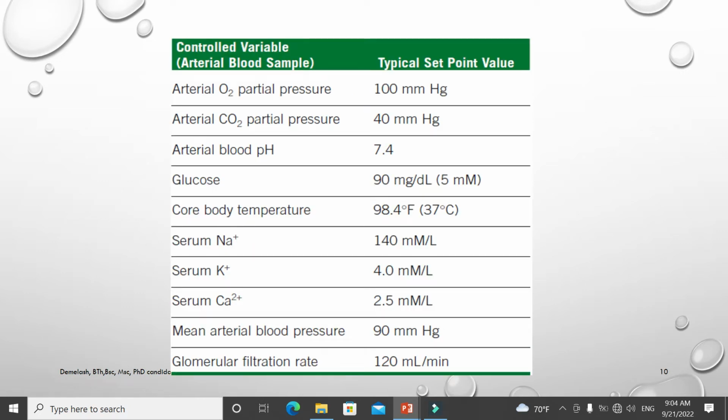Okay, so what are the various parameters in our body? These are the set points taken. They have their own physiological ranges, but this is a set point. The arterial oxygen partial pressure is 100 millimeters of mercury, carbon dioxide partial pressure is about 40 millimeters of mercury, and the arterial blood pH is about 7.4. Glucose, for instance, is 92 milligrams per deciliter or about 5 millimoles, and core body temperature is about 37 degrees centigrade. The serum sodium is 140, serum potassium 4, serum calcium 2.5, mean arterial blood pressure about 90 millimeters of mercury, and glomerular filtration rate about 120 milliliters per minute.